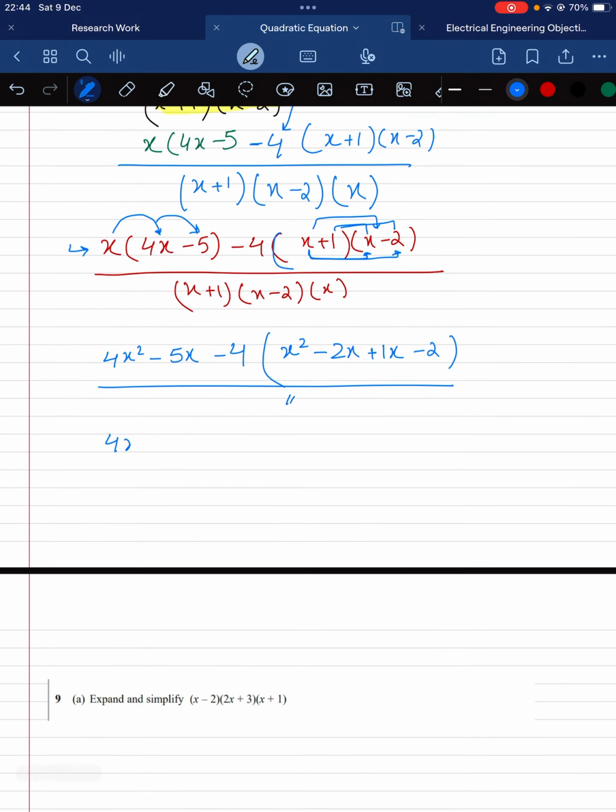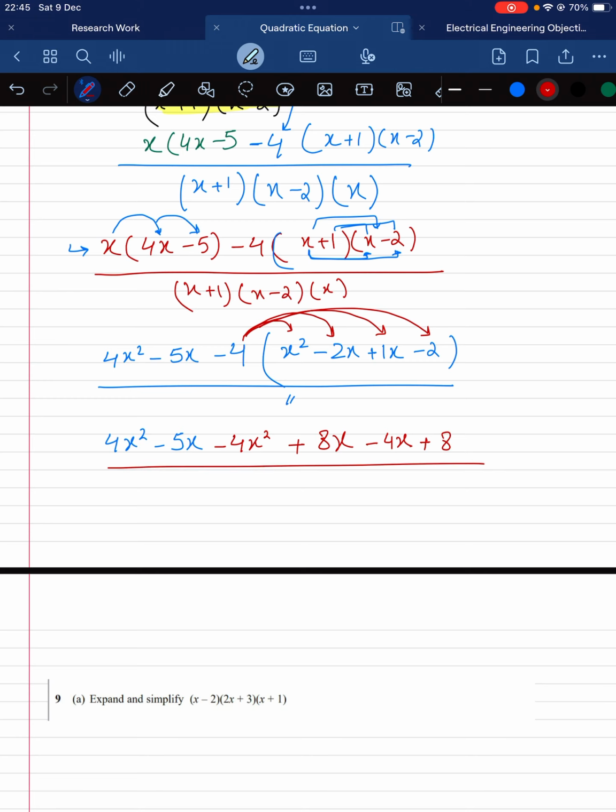Now you can see that 4x square minus 5x. Now minus 4 will multiply inside the bracket. The minus 4 will multiply with all of this term. Minus 4 into 4x square, it will become minus 4x square. Then minus 4 into minus 2, so minus minus will become positive, 8x. Now minus 4 with the 1x, so first of all you need to multiply the sign. So minus plus is minus, and 4 multiplied by 1x will give you 4x. Now 4 with this term, first multiply the sign, minus 4 and minus plus, and 4 times 2 is 8. The denominator is same as it is.